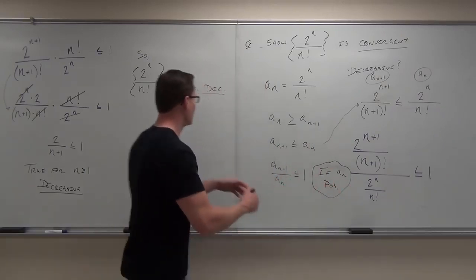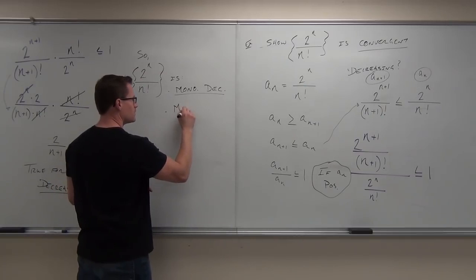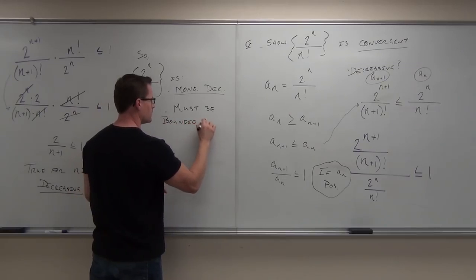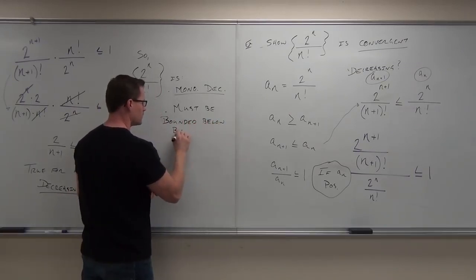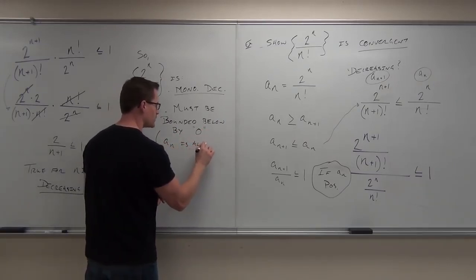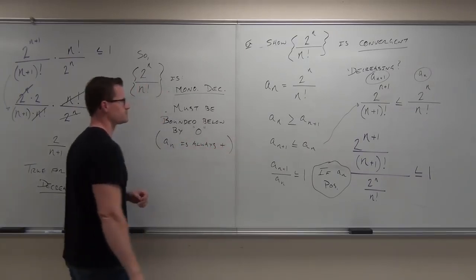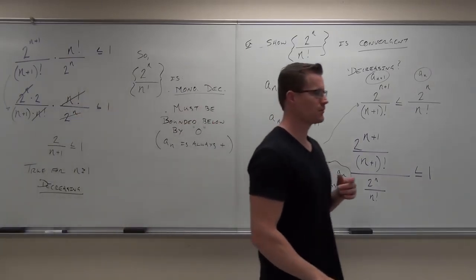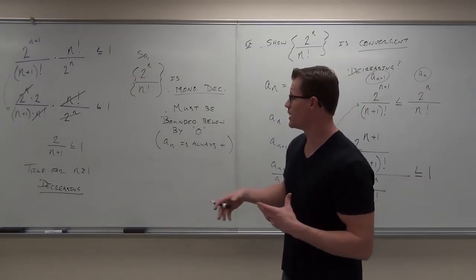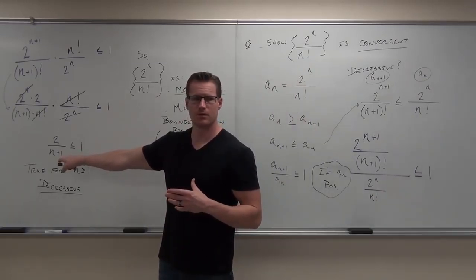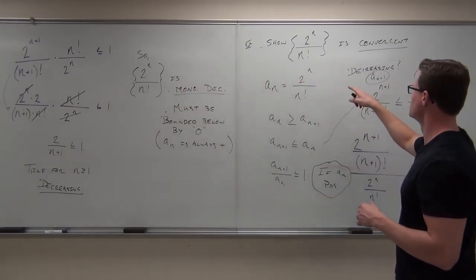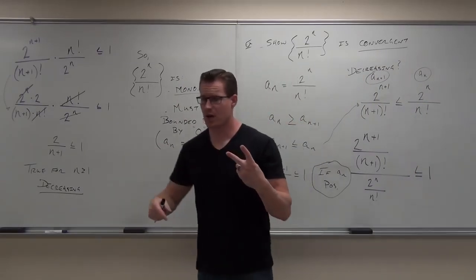If it can't be negative, then this must be bounded below by 0. This is because a sub n is always positive. Now I'm going to make a little caveat here. This is bounded above by something. It's probably bounded above by where we start. So, are you with me? If you plug in 1, what did we get when we plugged in 1? We got, was it 2 or something? Yeah. We got 2. So the upper bound is 2.